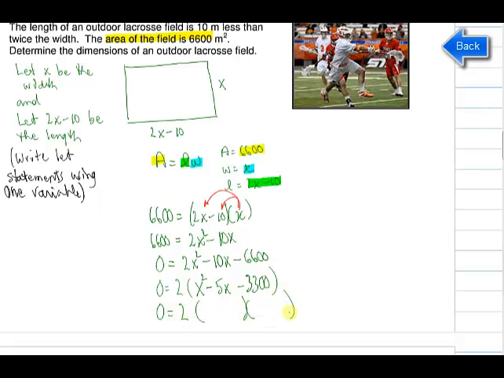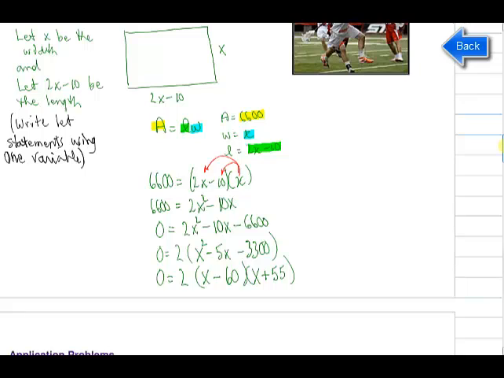So what two numbers multiply to give me 3,300 and add to give me 5? That would be 60 and 55, as long as the 60 is negative and the 55 is positive. So why am I using inspection? Because my a in front of my x squared term is a 1. Okay, so check if this is right. Is negative 60 times positive 55 negative 3,300? Yes, it is. Is negative 60 plus 55 negative 5? Yes, it is.